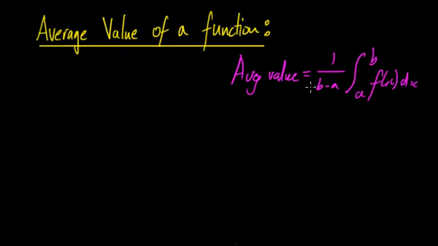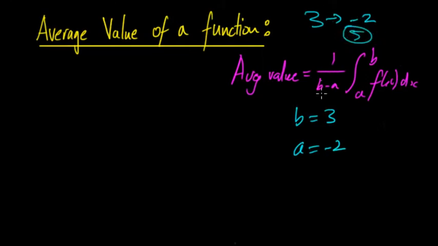So what do b and a refer to? When they ask for the average value of a function, they're going to ask between some certain points, like the average value between 3 and negative 2. In that case, b would equal 3, the larger number, and a will equal negative 2. With this 1 over b minus a, this is literally telling us how many values there are. Between 3 and negative 2, that would be 5. So we're going to get 1 over 5.